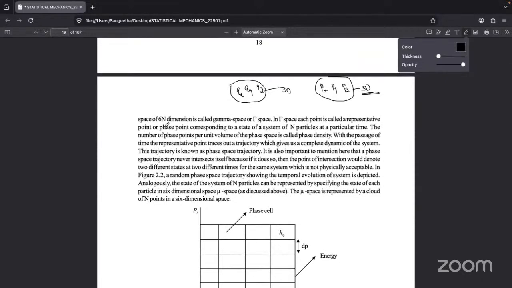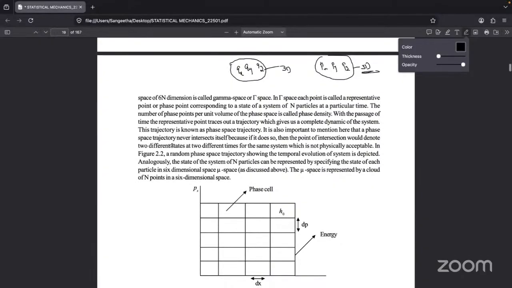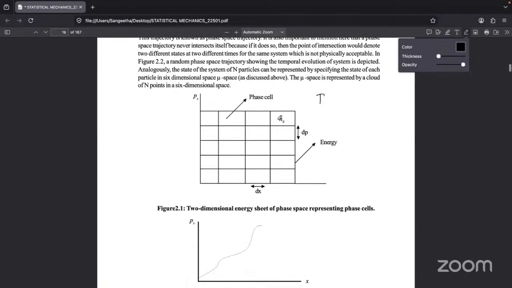This 6-dimensional space is represented as gamma space. This is gamma space.